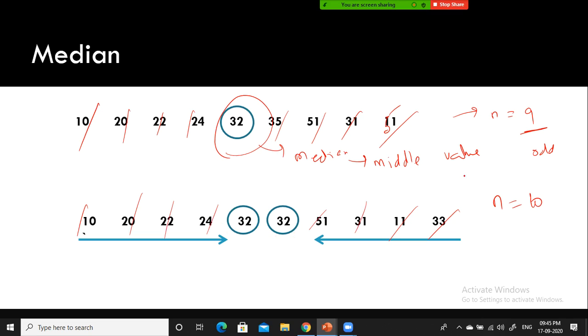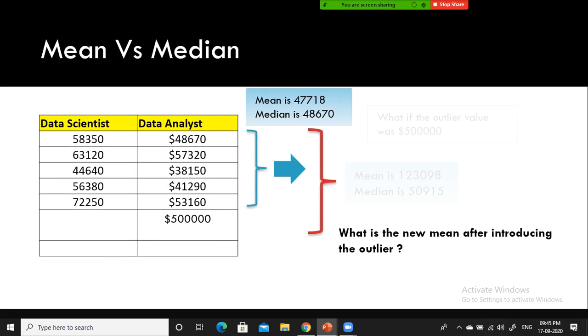When it comes to a sample with an even number of data points, you need to take the two middle values, add them together, and divide by 2. So 32 plus 32 divided by 2 is 32 only, right? That is what the median is. Now the question is, this is what I studied during school time. What is so big a deal about this?